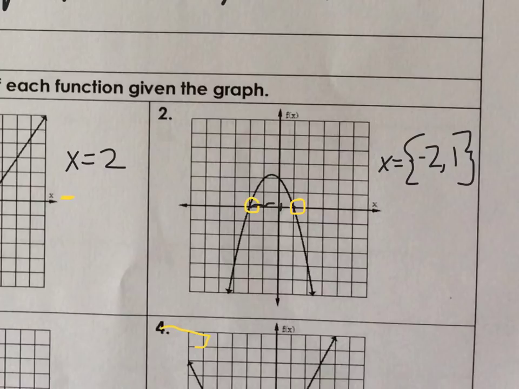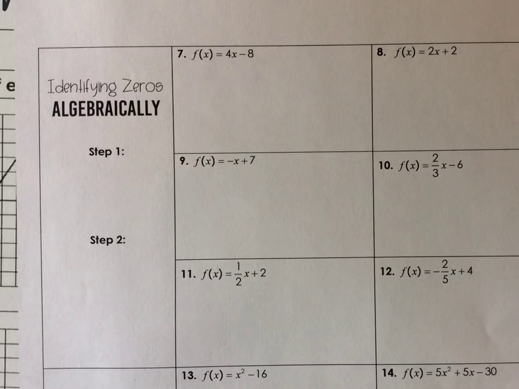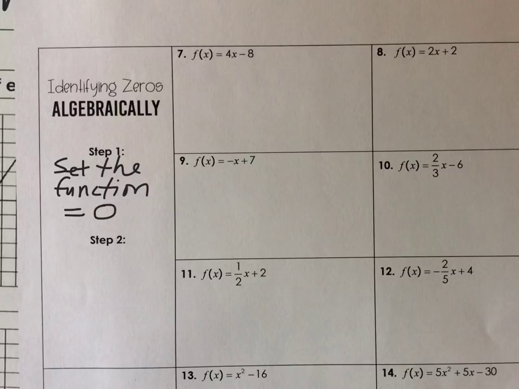So, let's flip it over and see where we go next. That's given a graph. We need to do it algebraically and with the calculator, so one out of three ways is done. On the back of the sheet, we're going to put steps to identifying zeros algebraically. Step 1 is to set the function equal to 0. Then step 2 is simply to solve for x.